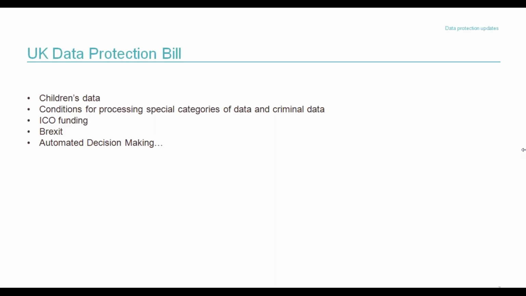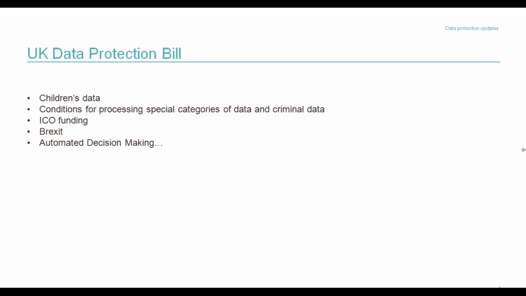So the first one is around children's data. Now, the GDPR says that domestic law can determine the age at which a child can consent to their data being processed by providers of information society services or online services. There aren't many areas actually where member states are able to implement what they think, but this is one of those areas. It has to be between the age of 13 and 16, and as we expected, the bill confirms that in the UK this will be 13.